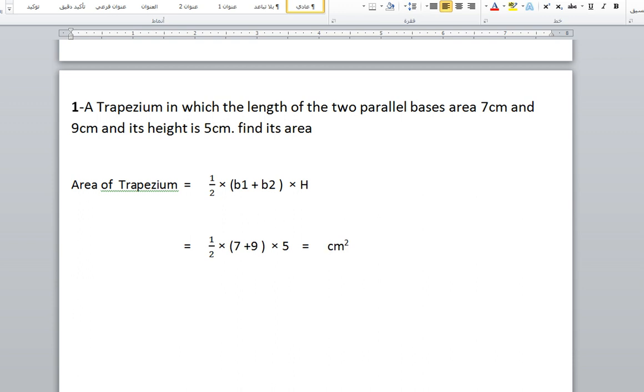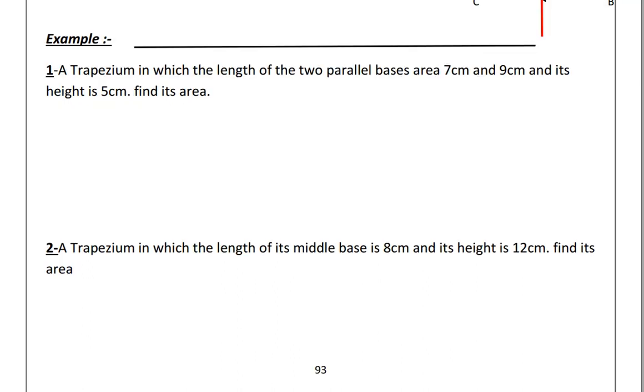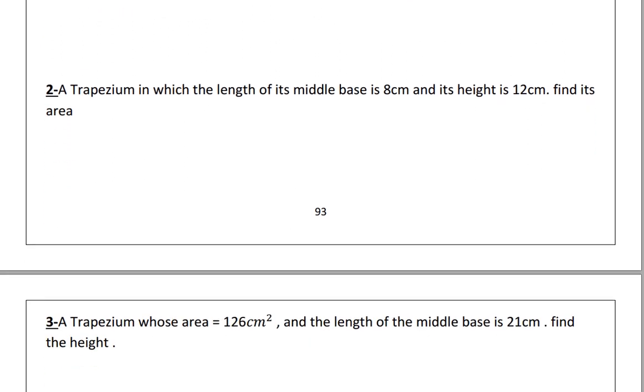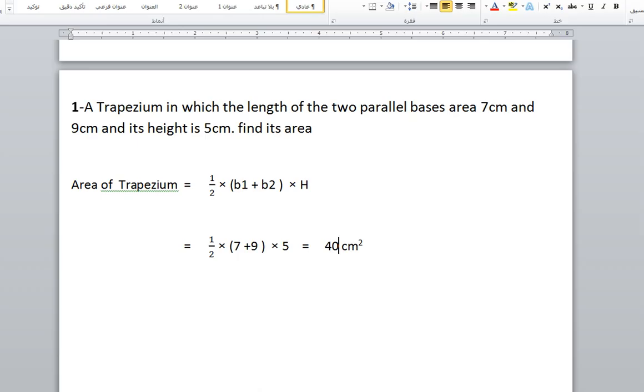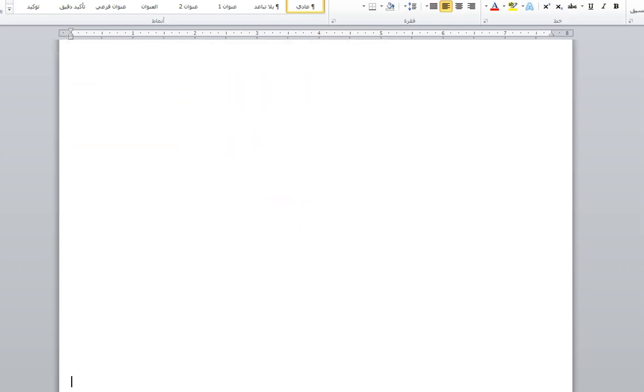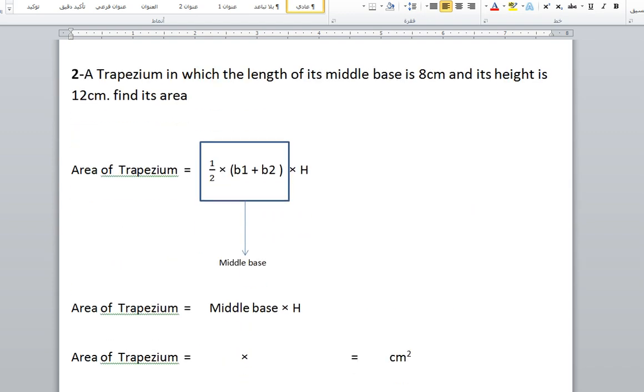Okay, let's go to example number 2. A trapezium in which the length of its middle base is 8 and its height is 12. Find its area. The trapezium which the length of middle base is 8 and its height is 12. Find its area. So the area of the trapezium is half by base 1 plus base 2, which is, yes, excellent, this is the middle base.